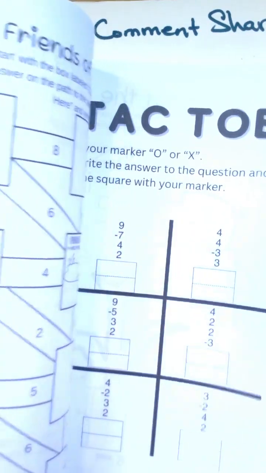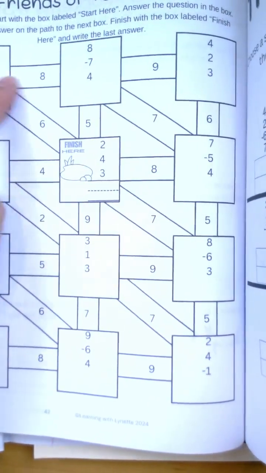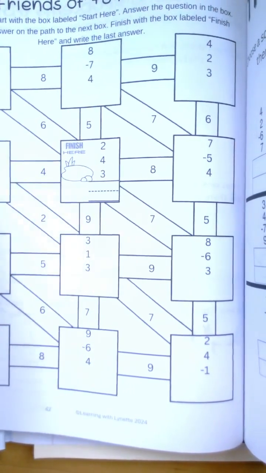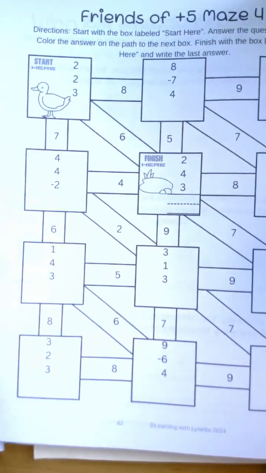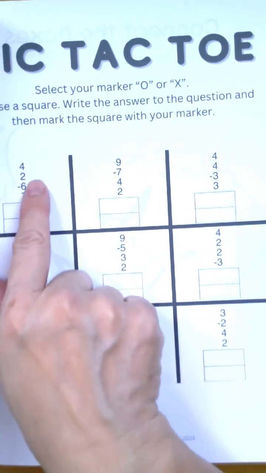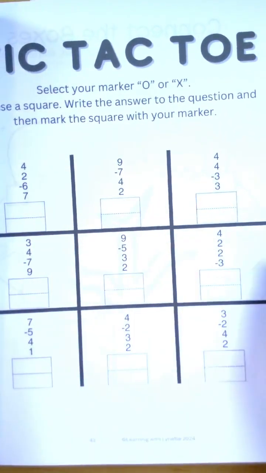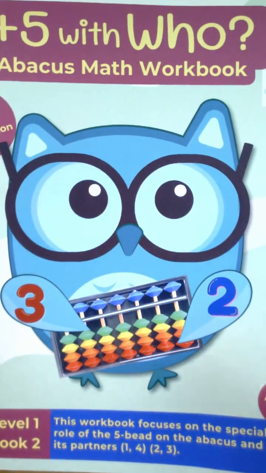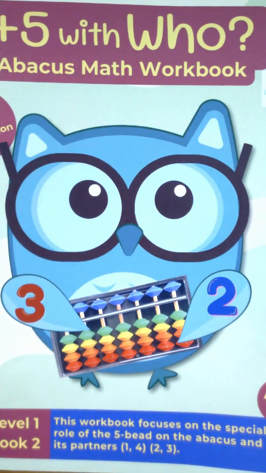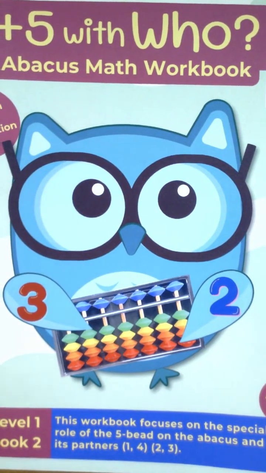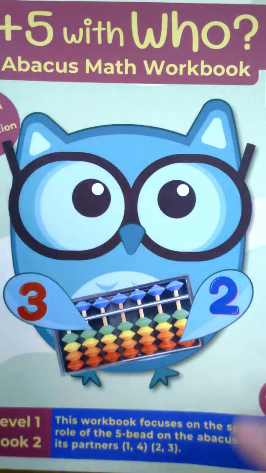And then this is a maze. You answer the question, and then you figure out where your path goes, and the idea is to try to get to the finish line. And then this one was a tic-tac-toe: pick a number, pick a place, answer the question. So this is what my book is. This is the +5. I got to do the -5, make that book, and then I got to do the -10s.